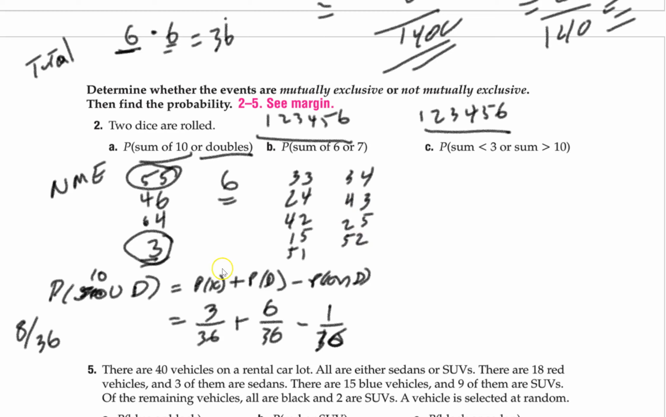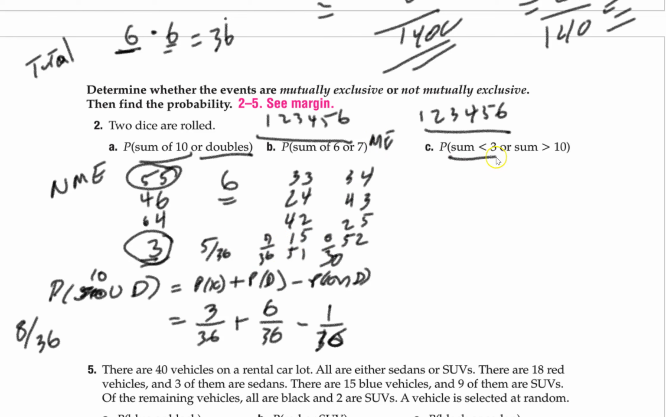So I can do the exact same formula. This would be 5 out of 36. This would be 4 out of 36. And then they have nothing in common. So 0 out of 36. So these are mutually exclusive. And I just do 5 plus 4, or whatever I got, and add them up.